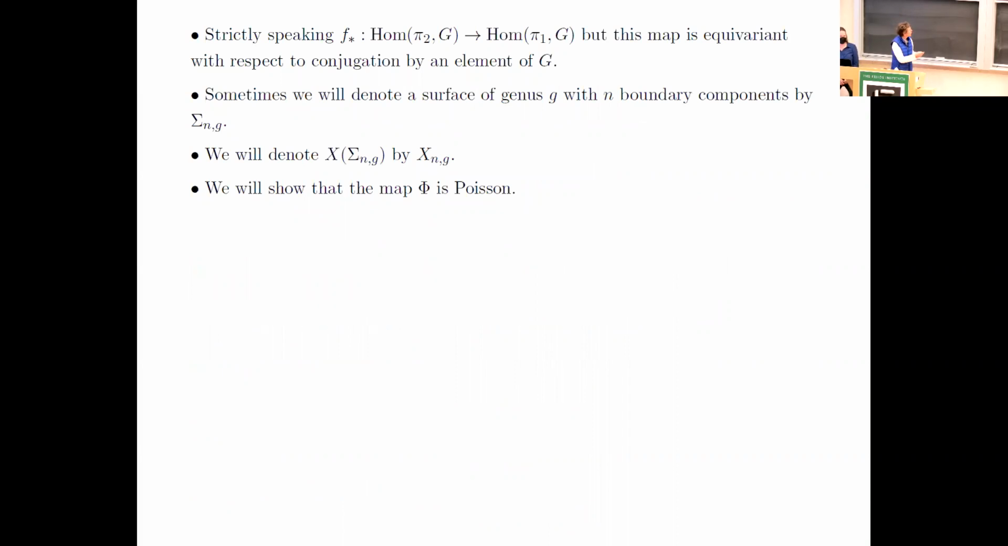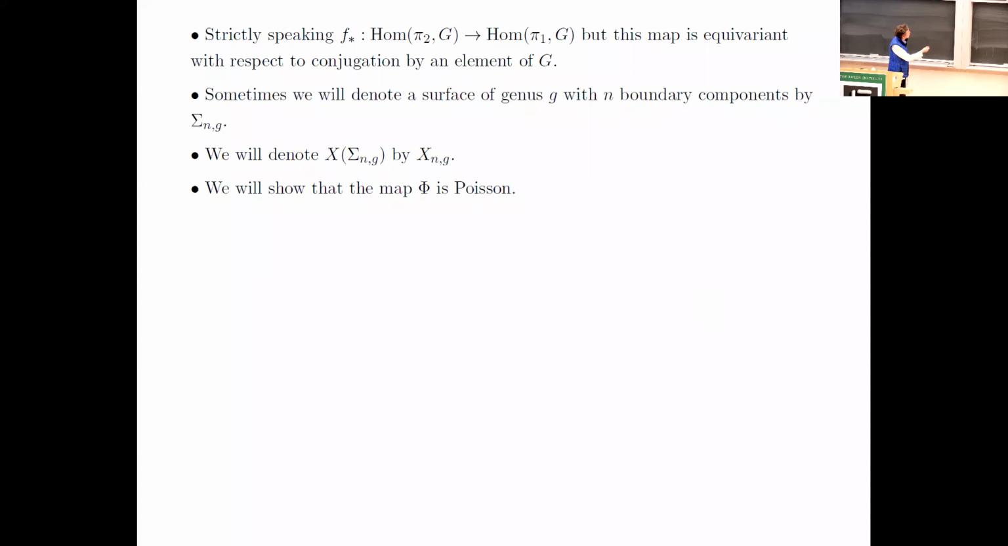Sorry. Okay. So F star. This is just maps from representations from the second surface to G into representations from the first surface to G. Strictly speaking, this isn't a map of character varieties, but because this map is equivariant with respect to conjugation by G, it gives you a map of character varieties.